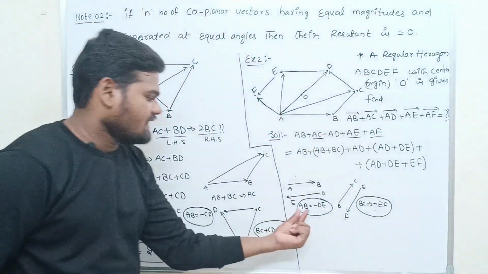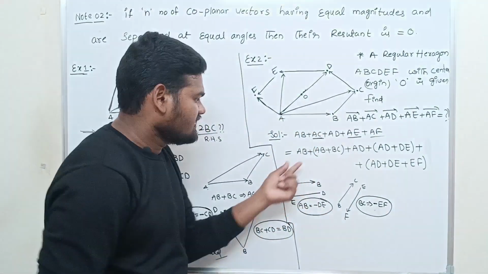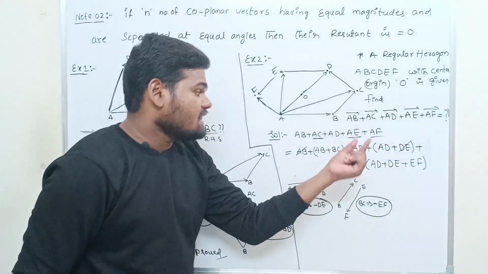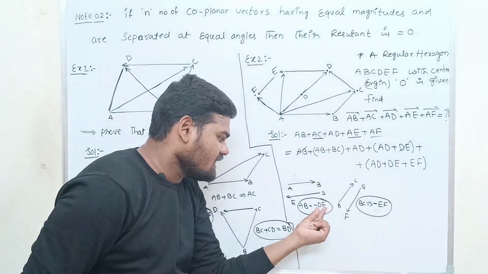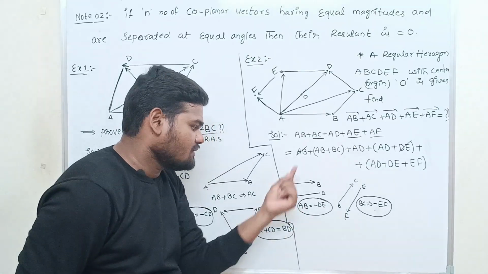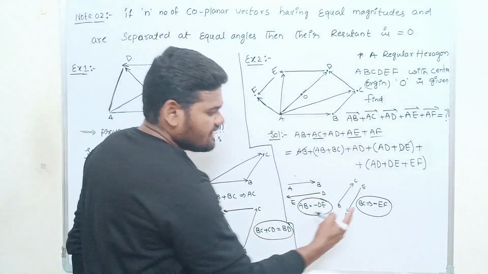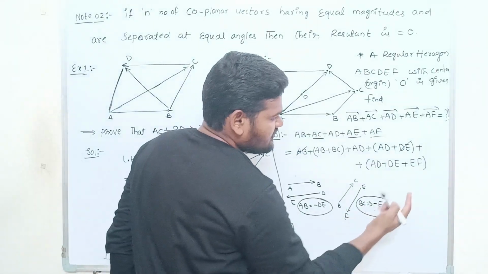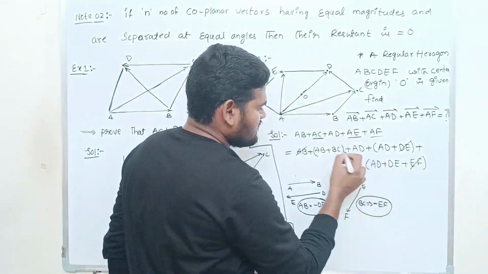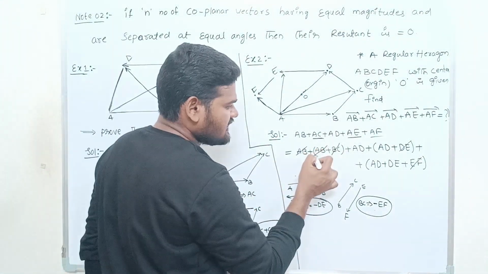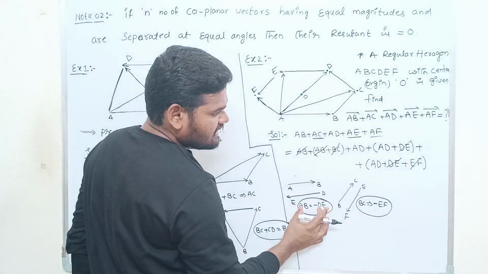So have a look. AB is nothing but minus DE. So AB and DE get cancelled out, because if you substitute DE equals minus AB, here plus AB is there, here minus AB is there, so both get cancelled out. Next, BC is equal to minus EF, so EF and BC both get cancelled out. And again AB and DE are both cancelled out.